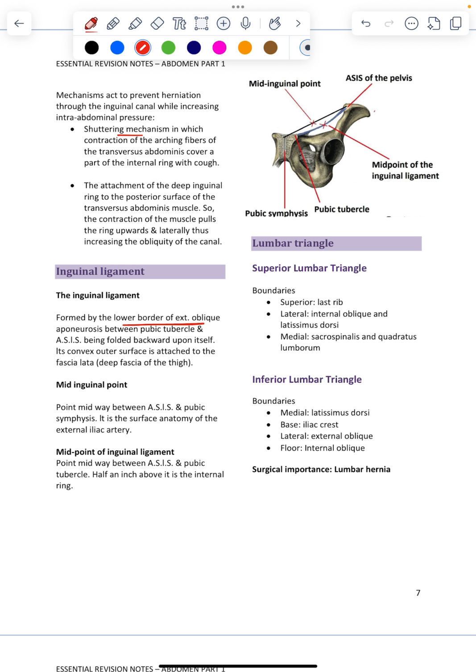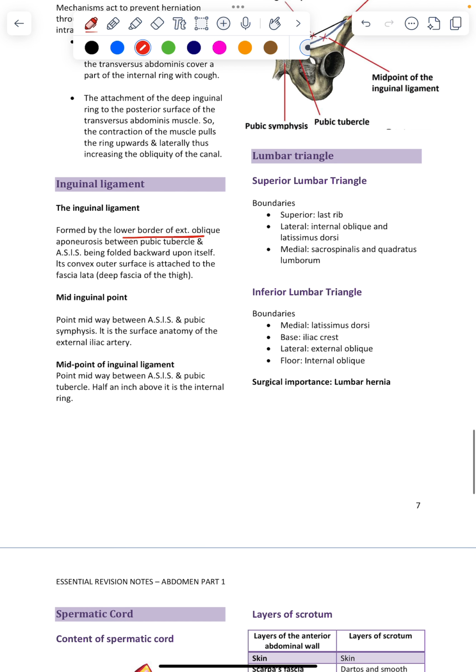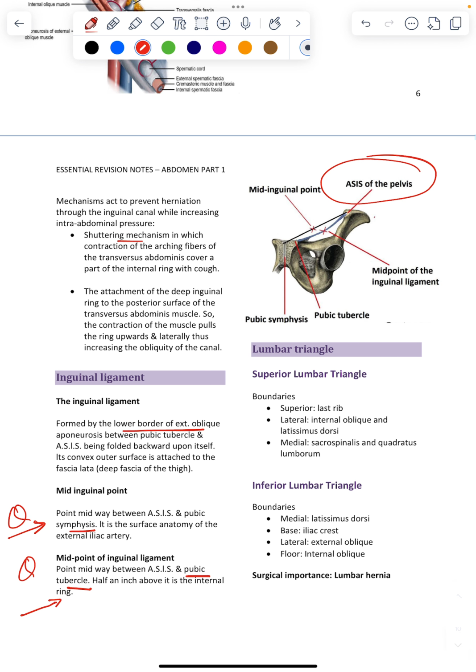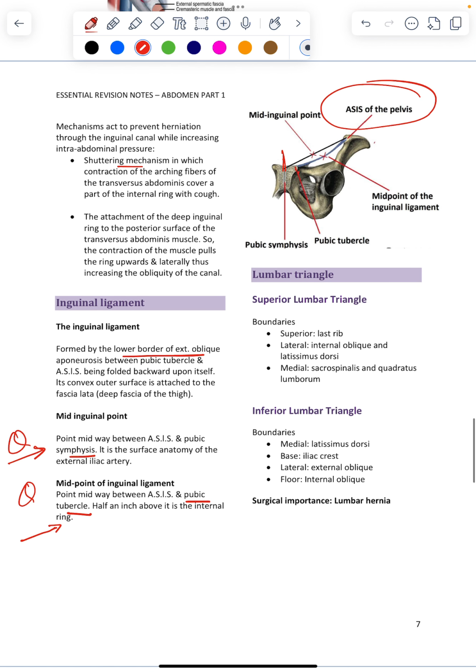The anterior is spun backwards, and the mid-inguinal point is the midpoint between the ASIS and pubic symphysis. And this is the question: midpoint of inguinal ligament and mid-inguinal point. This is pubic symphysis and here is pubic tubercle. This is the difference. ASIS is common for both. For the midpoint of the inguinal ligament, it extends from the pubic tubercle, and for the mid-inguinal point, it is from the pubic symphysis. Superior lumbar triangle.